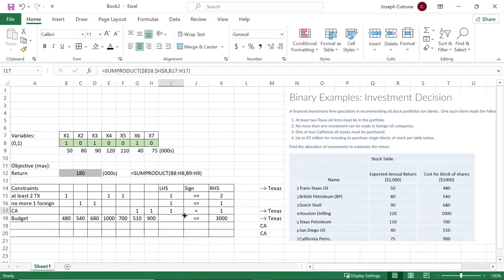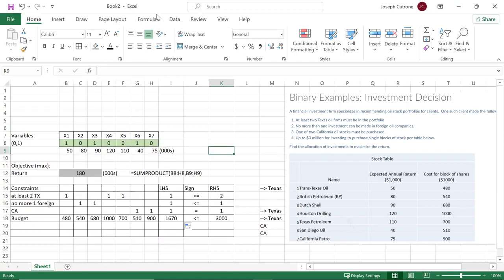And now when I do SUMPRODUCT, for all the ones that are turned on, it will sum their cost to my total. And this cost should be under 3,000, or 3 million. All right, I think everything is good to go. Let's go ahead, just give it one quick check.